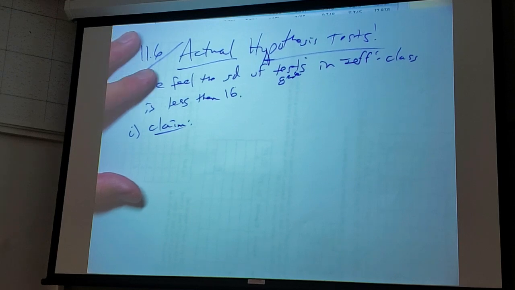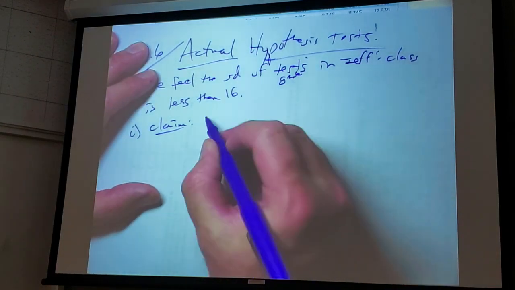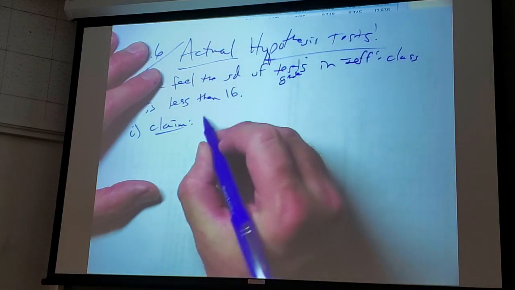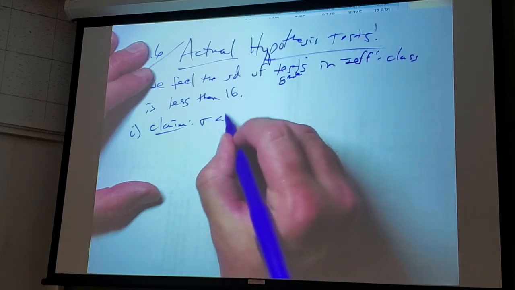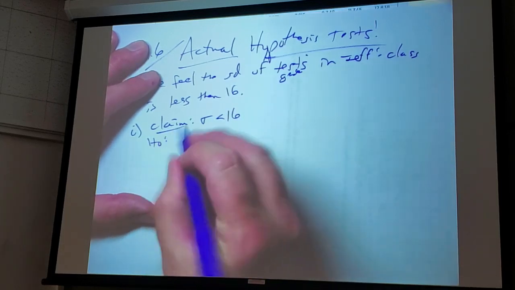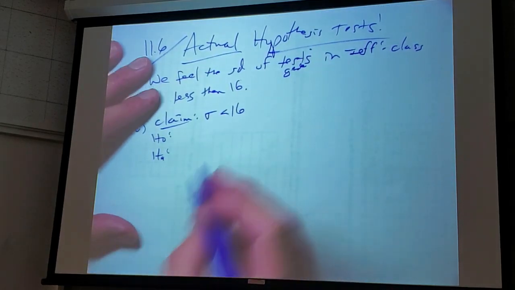Can somebody help me out? Can you put the claim in Mathish? Standard deviation. Say what is it? Sigma, less than 16. Where does that go? In the Ha, yes. Oh, this is beautiful. Okay.